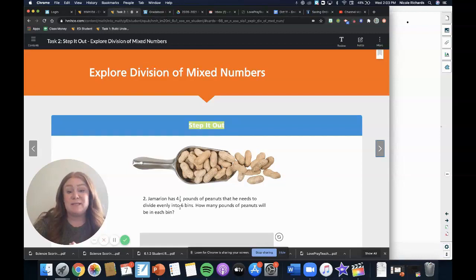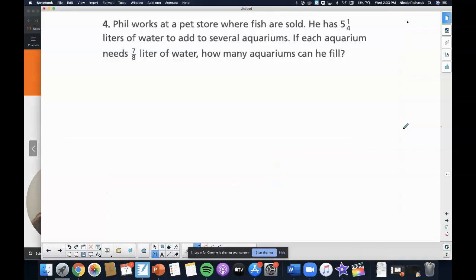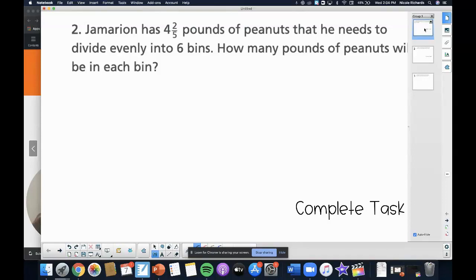Hey, if you do not have a piece of paper, stop, go get a paper and a pencil, and come back when you're ready. So we're going to think about this problem before we even get going here.